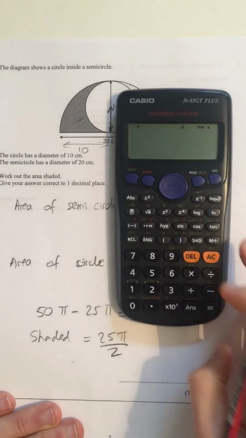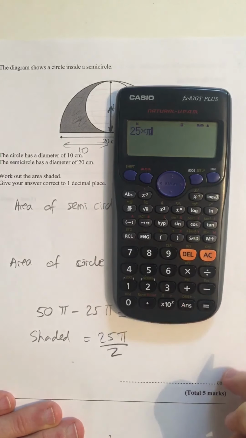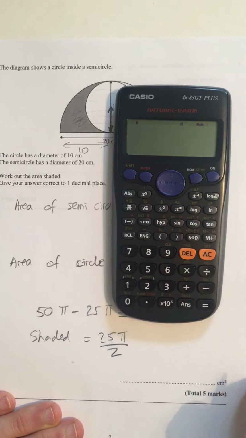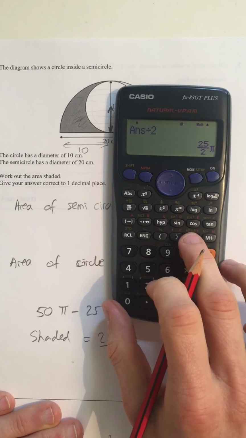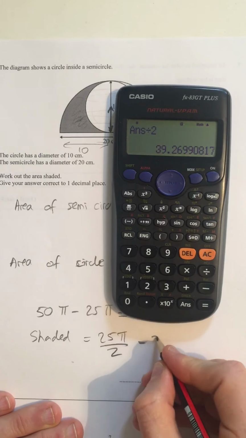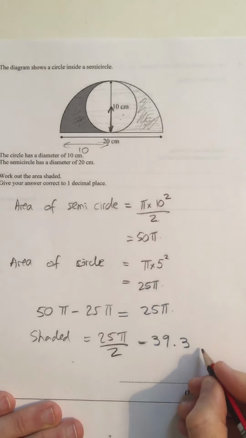And if we do that on our calculator, because we need to give this to one decimal place, 25 times pi, divided by 2. Let's get that in decimal format now. So to one decimal place, that's going to be 39.3. And the units are centimetres squared.